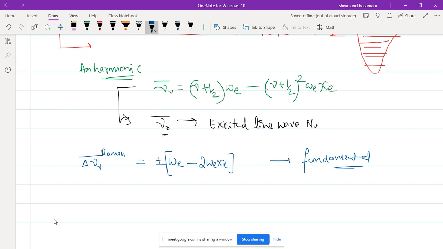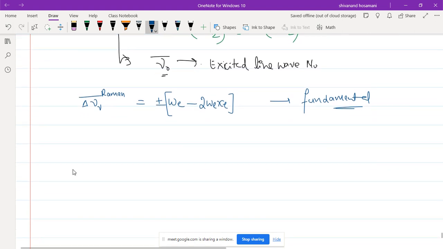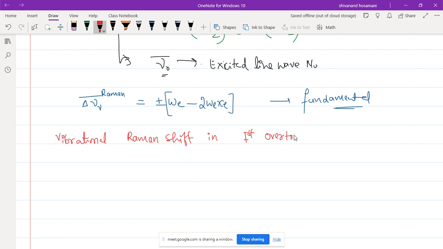Vibrational Raman shift in first overtone band. Yesterday we have discussed this, right? Vibrational Raman shift in first overtone band is given by delta nu bar of nu Raman, that is equal to plus or minus 2 omega e minus 6 omega e xi. This is nothing but the first overtone.